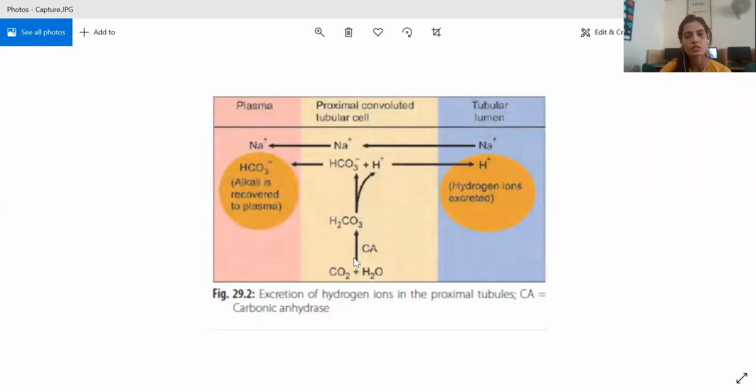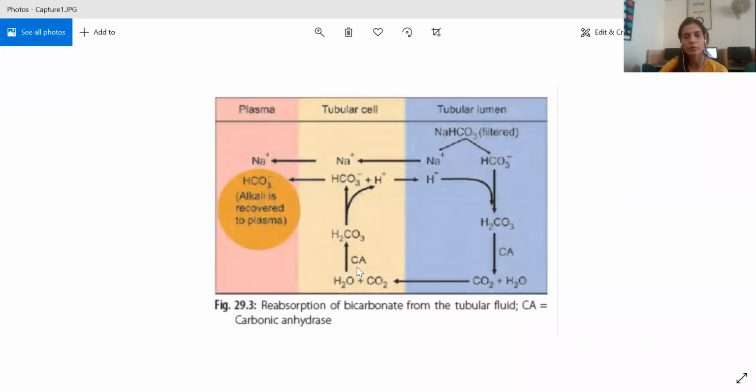So, this one is the diagram. Here again, the carbon dioxide and water are forming H2CO3. Now, bicarbonate is going here, and H+ is going to the tubular lumen, right? And now, you can look at this diagram again. That one was the last diagram.